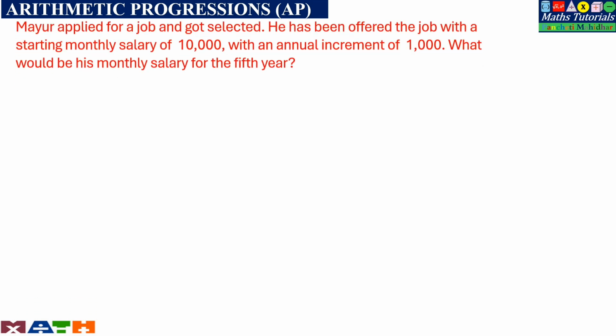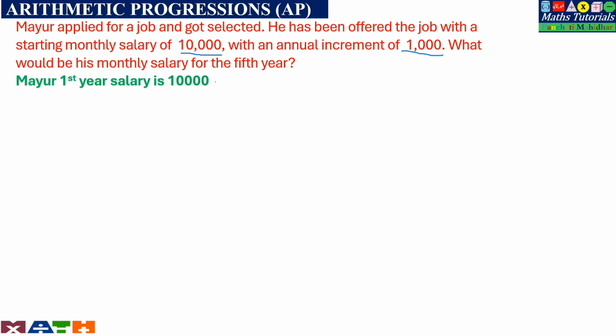Here we are going to solve a problem. Mayur applied for a job and got selected. He has been offered the job with a starting monthly salary of 10,000 with an annual increment of 1,000. That is a common difference. 10,000 is the first term. What would be his monthly salary for the 5th year?